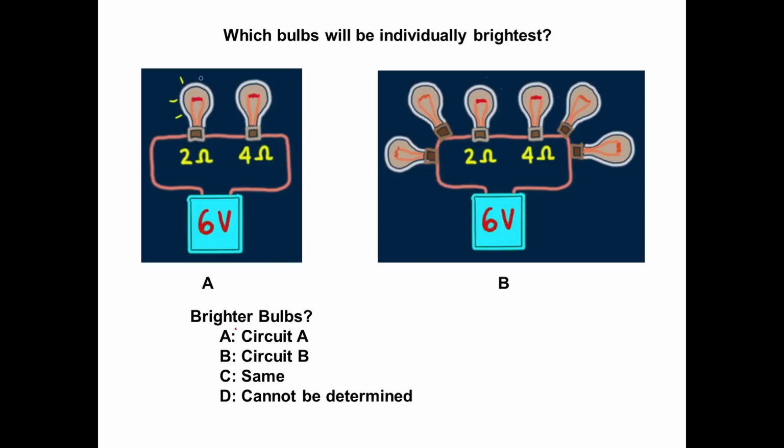Individually, the bulbs in circuit A will be brighter. Why? One, they have more current. Current is greater through each of these bulbs, so they will end up being brighter individually. They also have more voltage across each of them. Remember, we have to drop 6 volts, so we have to drop a certain amount of voltage here, a certain amount of voltage here. We only have 2 bulbs to do it, so each of these will have more voltage dropping across them. This one we have more bulbs with less current.